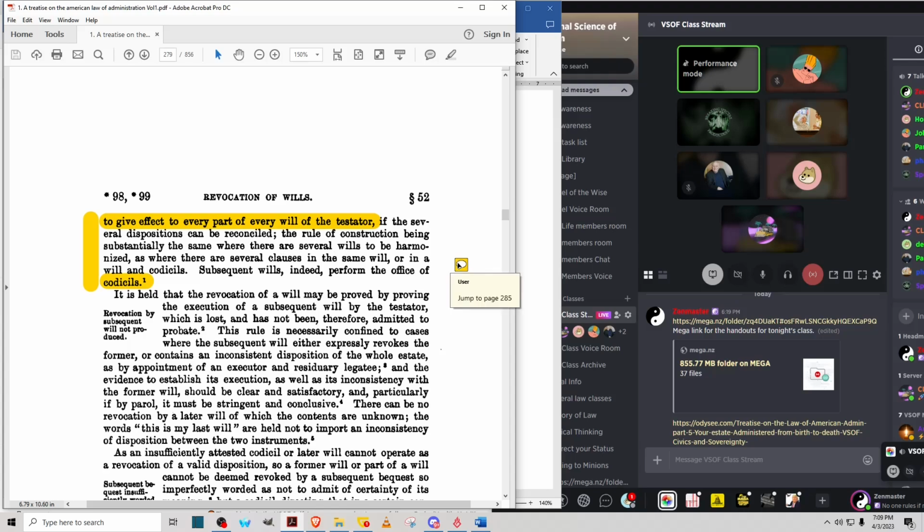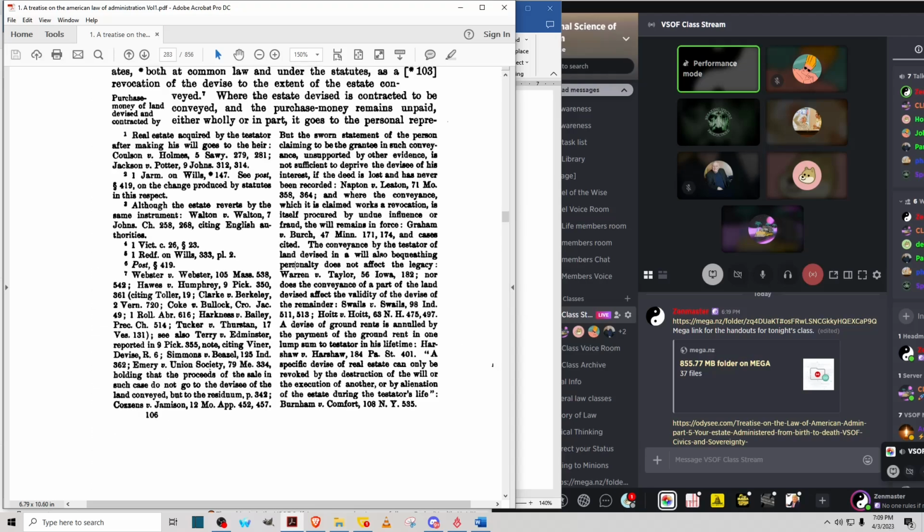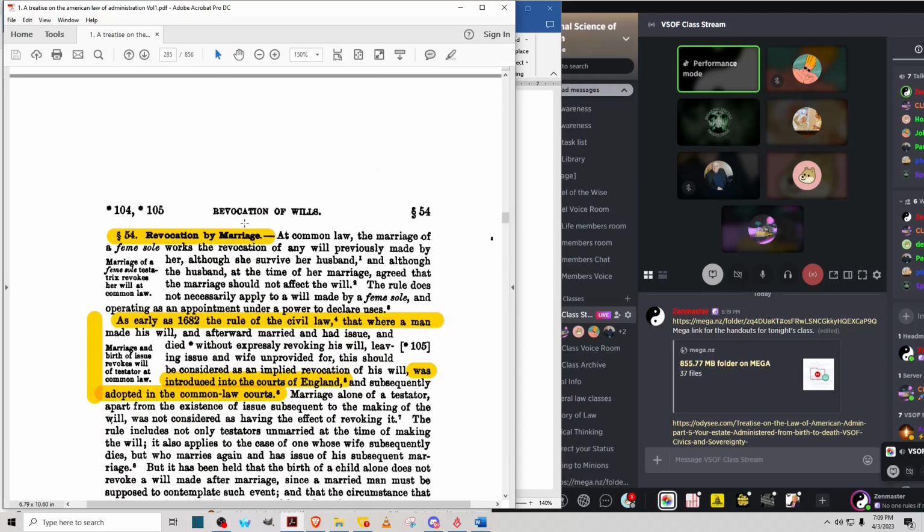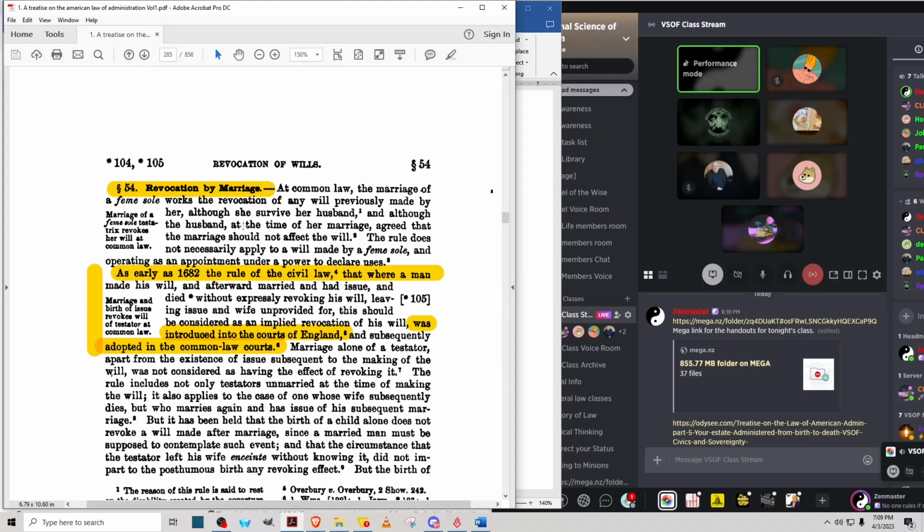Okay. So now I'm going to jump all the way down to page 285, and we're going to be doing a lot of jumping around tonight because there's a lot of extra things. Obviously, this treatise is very, very long, and there's 2 sections to it. This first part is just 856 pages, and then there's a second part as well, which we'll eventually get to.